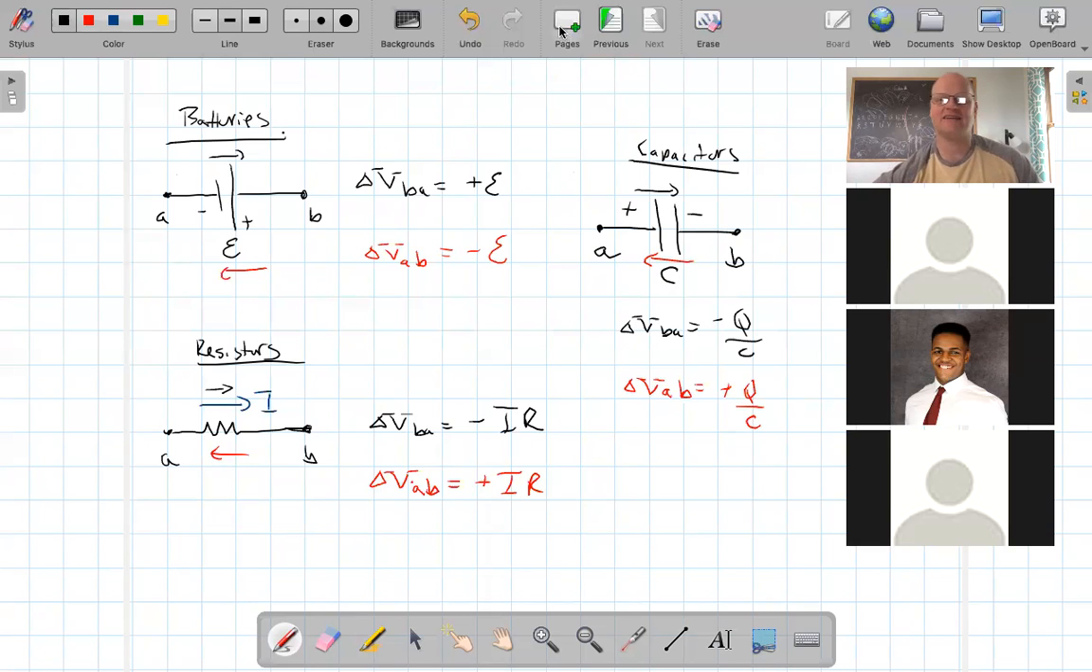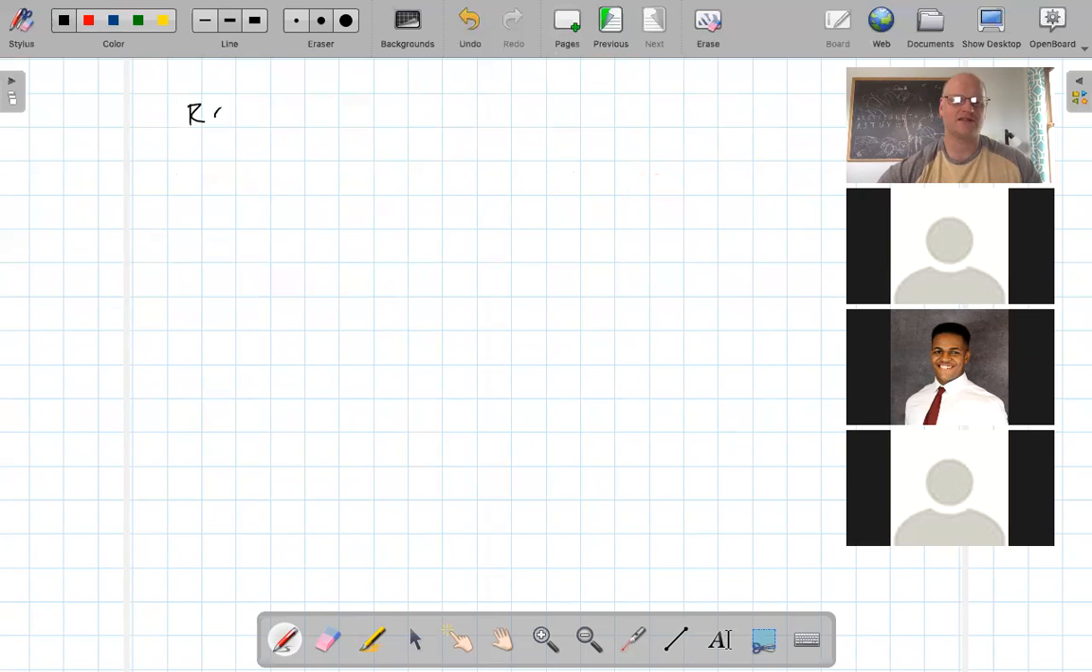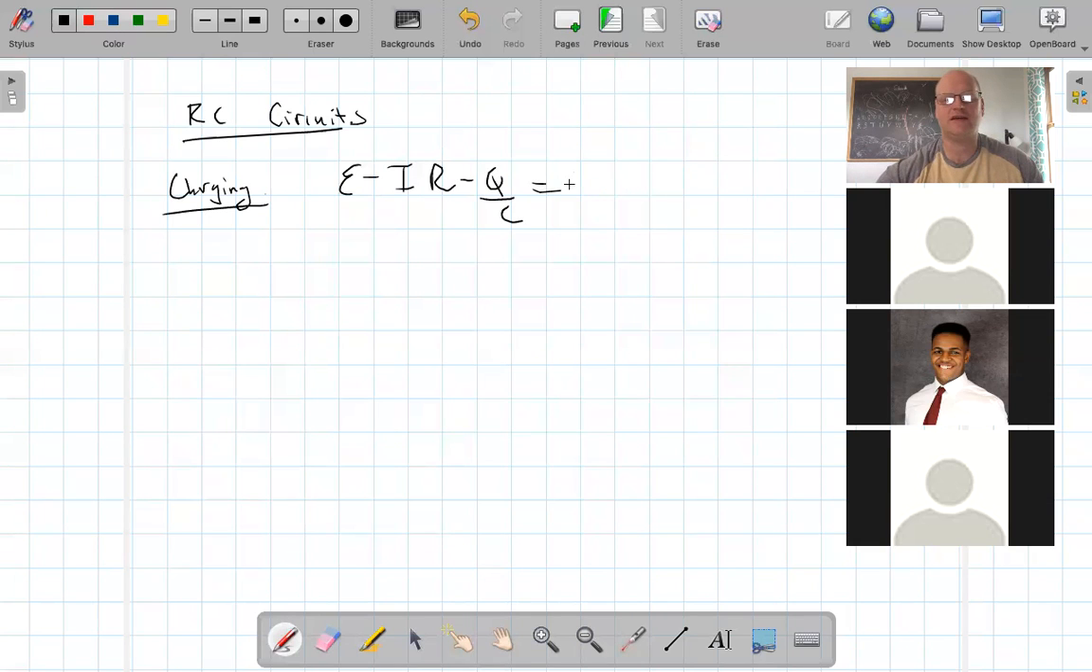Finally, the last thing is the RC circuits. For RC circuits, we've now seen charging particularly. So for charging, we have E minus I times R minus Q over C equals 0. Again, this is just an application of Kirchhoff's loop rule, and this is only true when everything is in series.